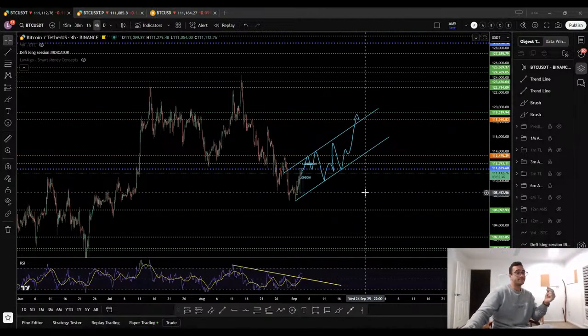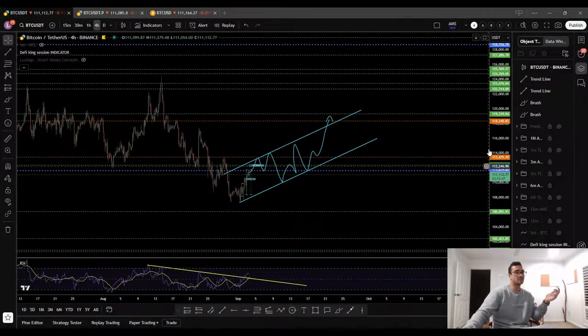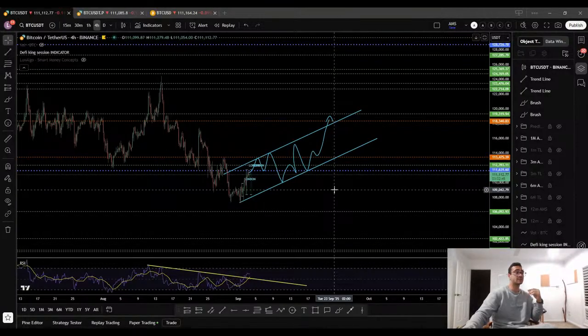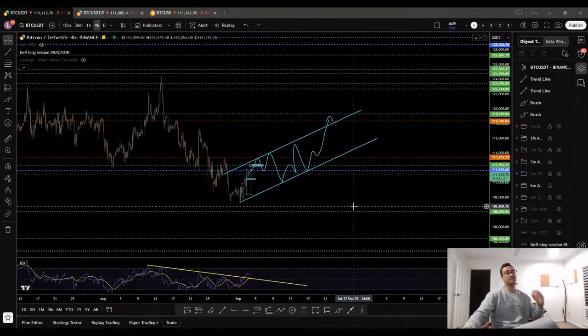Yeah, that's adaptive market structure. I've shown you a bit of my technical analysis. Things are going to get a lot cleaner. This is my first stream.